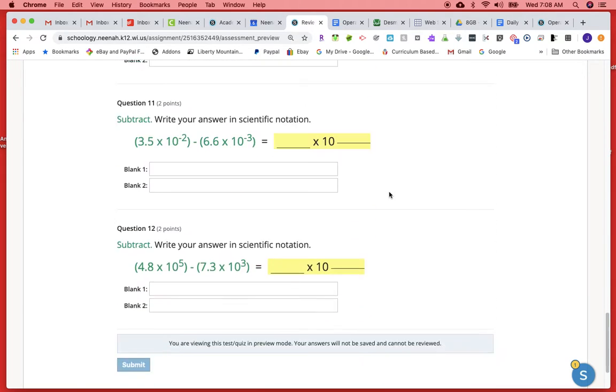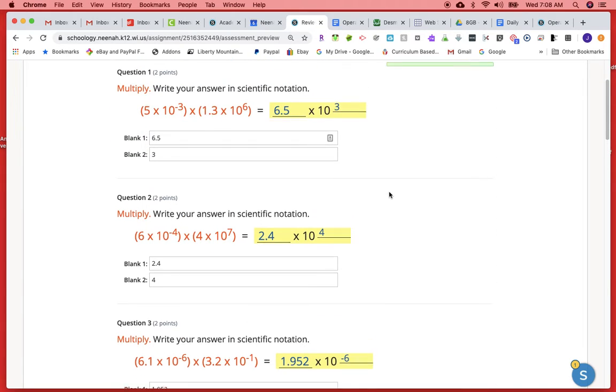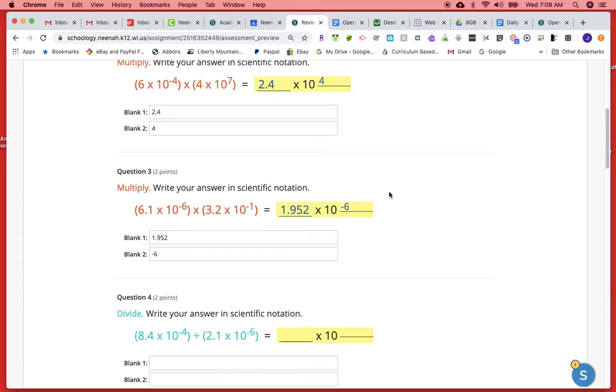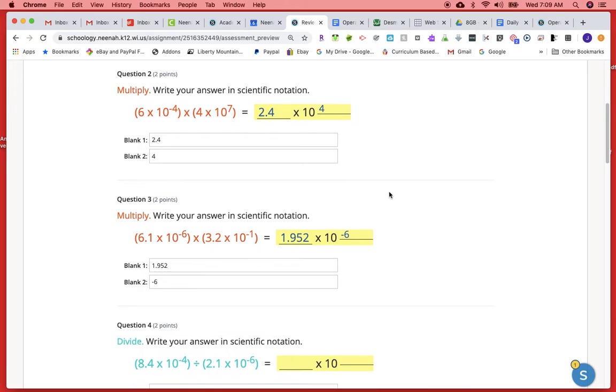And I believe that's all the multiplication questions. If you are getting hung up on the multiplications, please send an email to your teacher so they can set up a time to meet with you and help you along the way.